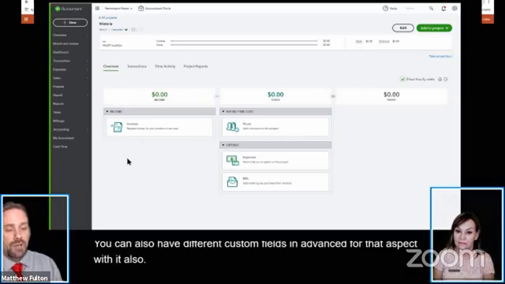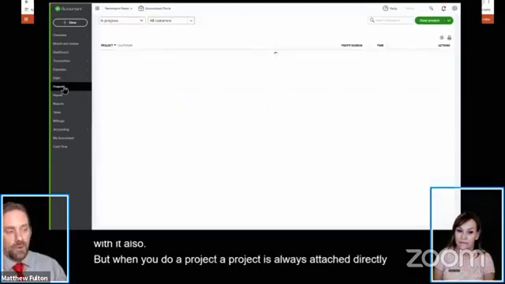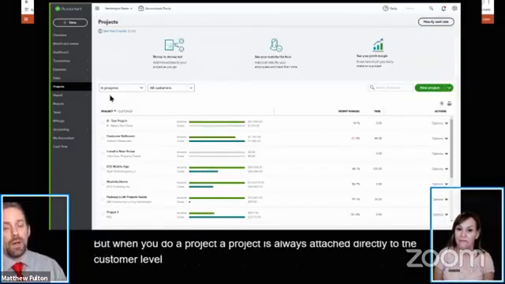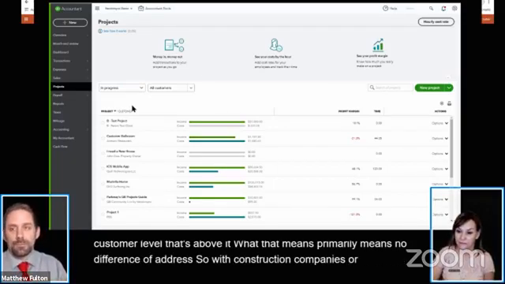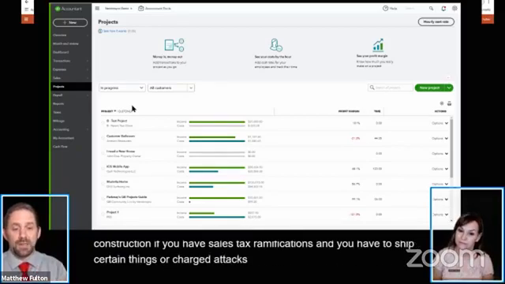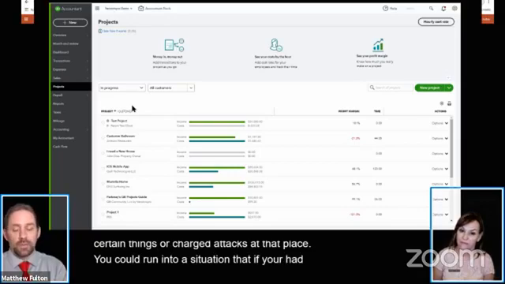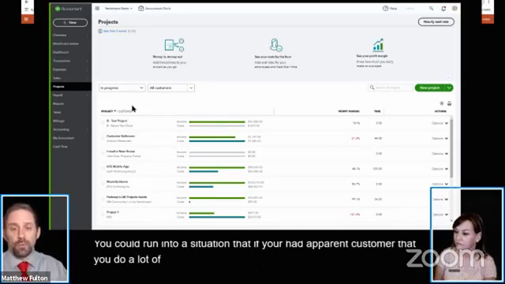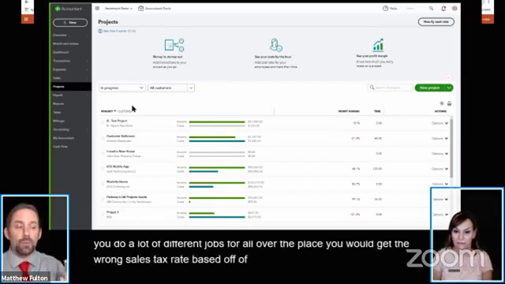But a project is always attached directly to the customer level that's above it. What that primarily means is no difference of address. So with construction companies or specialty construction, if you have sales tax ramifications and you have to ship certain things or charge the tax at that place, you could run into a situation where you have a parent customer that you do a lot of different jobs for all over the place, and you would get the wrong sales tax rate based off of what the shipping address would be inside the system.